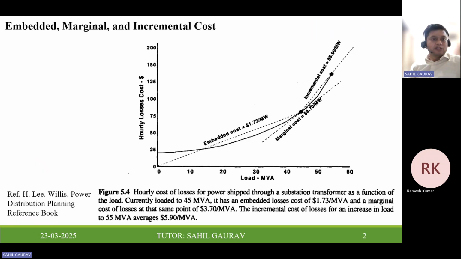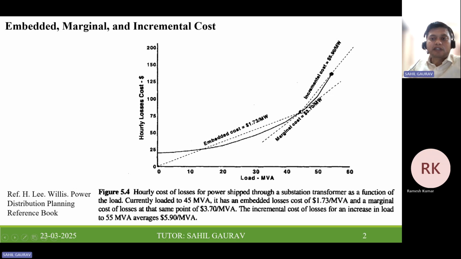If you talk about the economic aspects, there are three costs related to power distribution system planning. First one is embedded cost, then marginal cost and incremental cost. What is the meaning of embedded cost, marginal cost and incremental cost? You can refer to the book Ashley Willis, Power Distribution Planning, from where I have put down this figure. They describe embedded cost, marginal cost, and incremental cost.